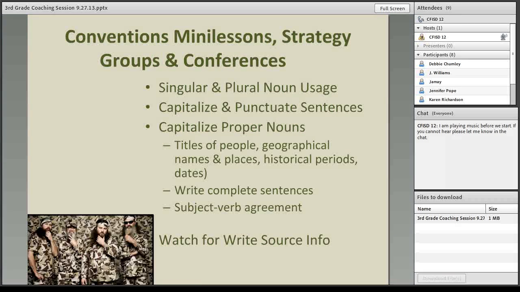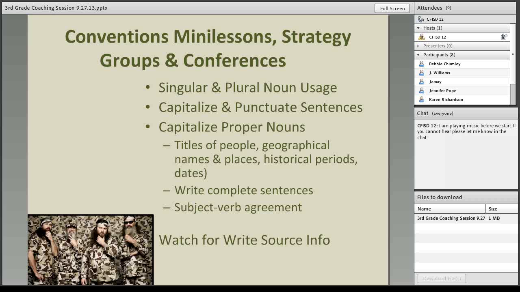I want to remind you that everybody needs to be practicing their conventions. And so, some of the things that third grade needs to be focusing in right now are singular and plural noun usage. Please make sure that you are modeling it correctly and that they're using it correctly in their writing. Capitalizing and punctuating sentences correctly, capitalizing proper nouns, and that's titles of people, names of places, geography names, historical periods, different dates. We're working on writing a complete sentence. And again, they need modeling of that.